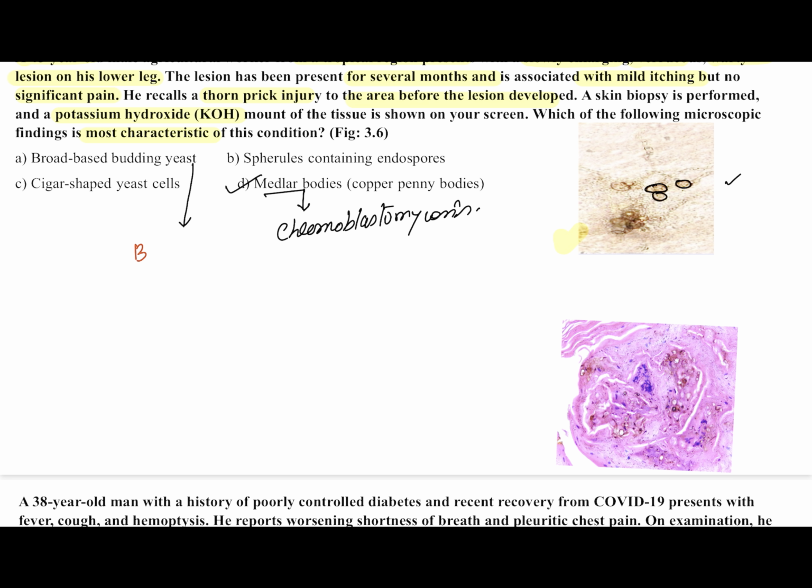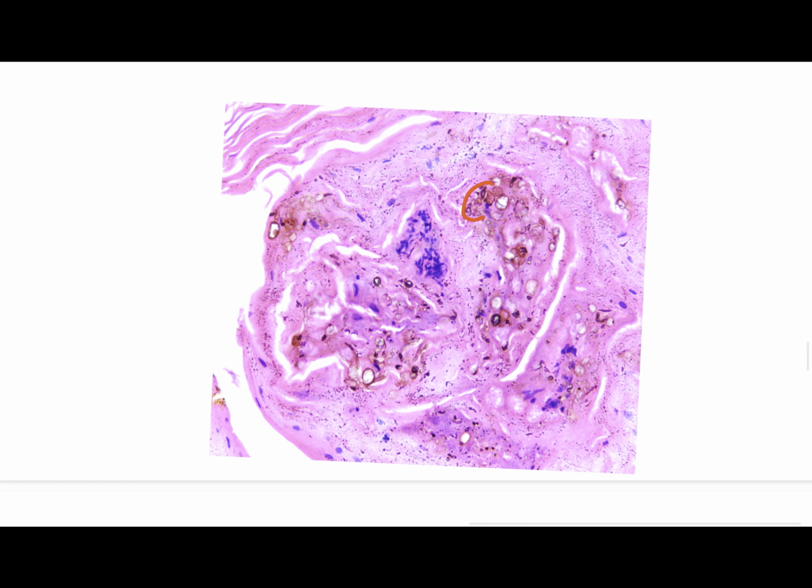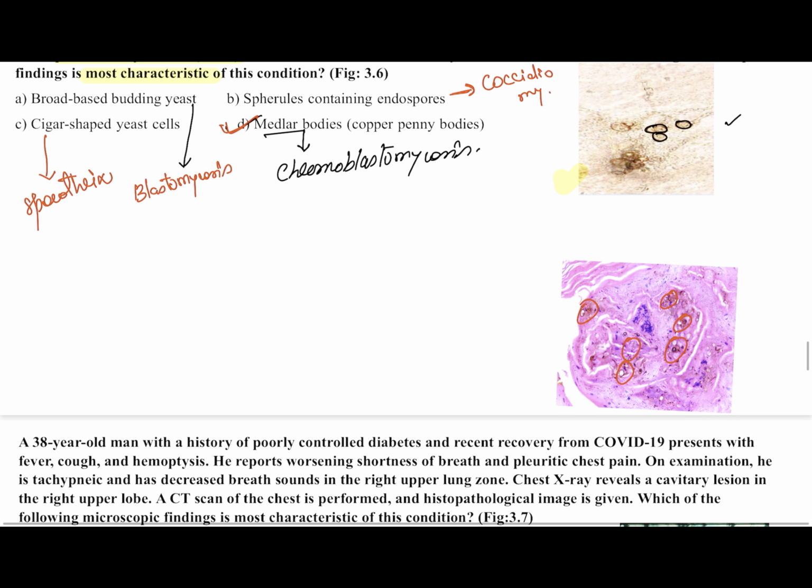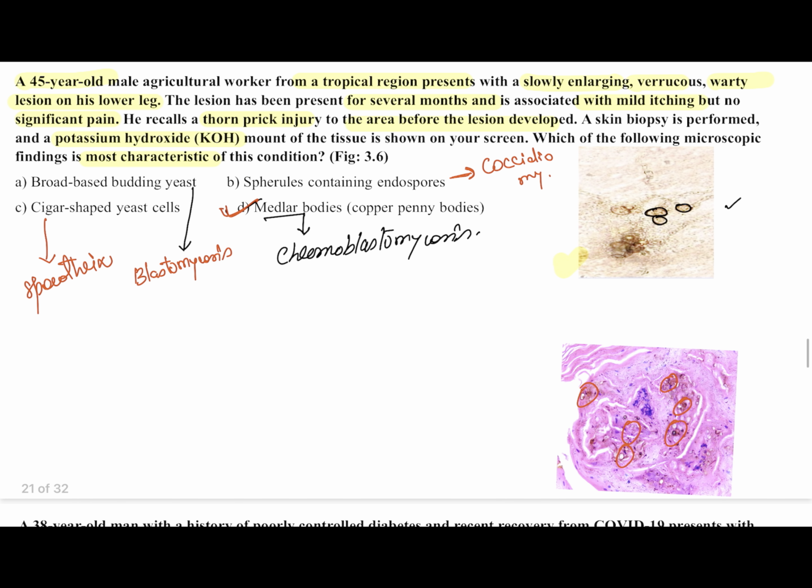blastomycosis. Okay? Cigar shaped yeast cells you will see in conditions like sporothrix. Okay? And spherules containing endospores are for coccidioidomycosis. So here in this case the correct answer is Medlar body. Here also you can see this is H&E staining and here they have multiple of these bodies. These are called copper penny bodies or Medlar bodies. Okay, so this is the correct answer. Okay? So for exam purposes you need to remember dimorphic fungi.